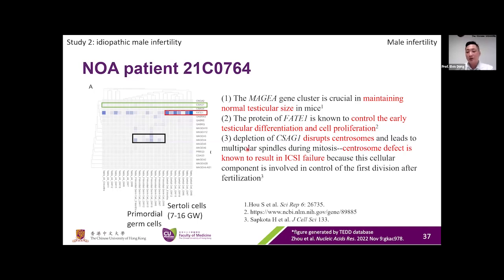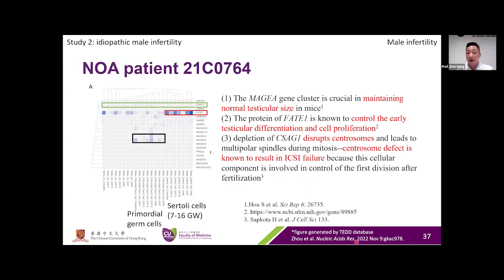Last but not least, depletion of CSAG disrupts the centrosome, which is known to lead to multipolar spindle during mitosis. And centrosome defects are known to result in ICSI failure. For this case, we don't have follow-up; the couple didn't pursue IVF pregnancy, so we don't know whether ICSI failure would occur. But knowing this information is very crucial to let the couple know, if they go with IVF pregnancy, whether the ICSI will fail.